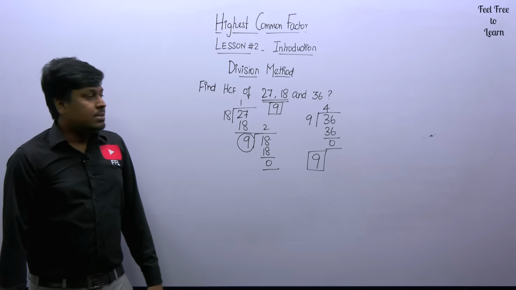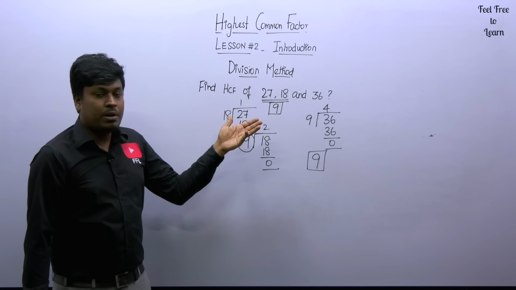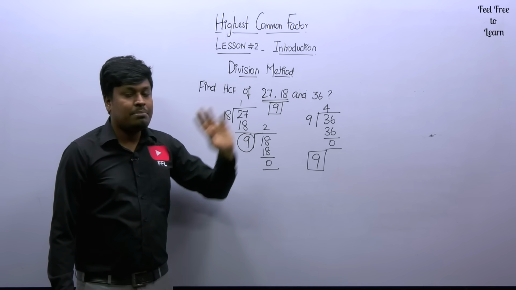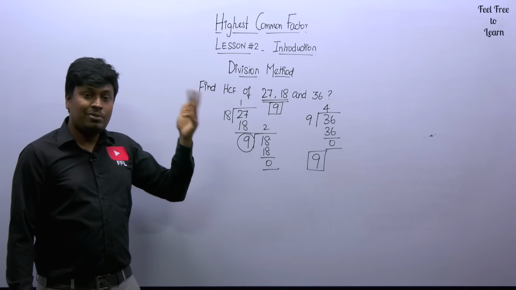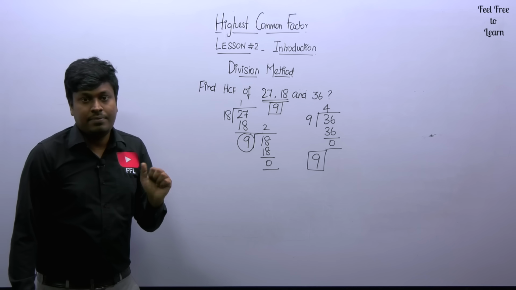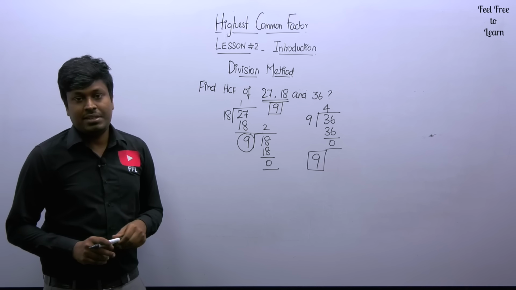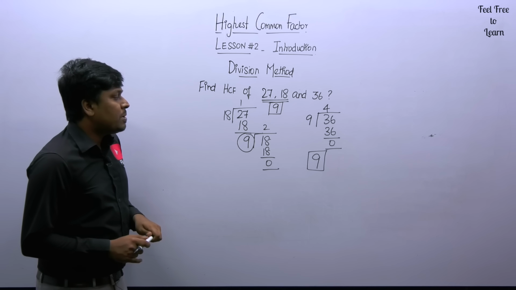Got it, friends, right? So in case if they have given 4 numbers, you have to find 2 number HCF. Got it? And finally finding 2 HCF, you have to divide that and find the final HCF. So this is called as a division method. So practice more number of questions.